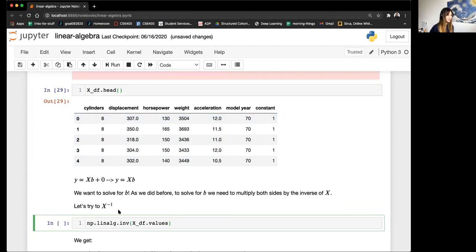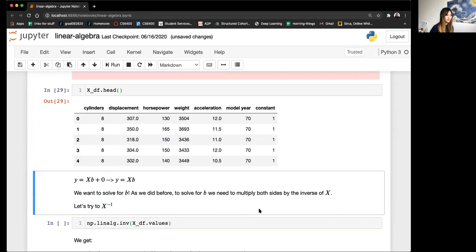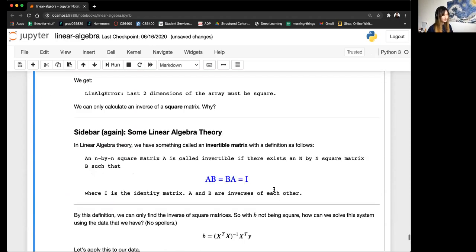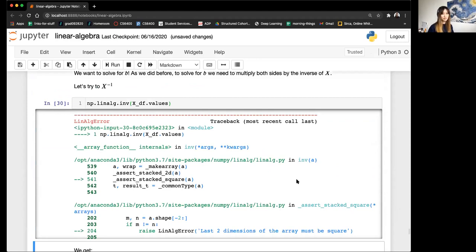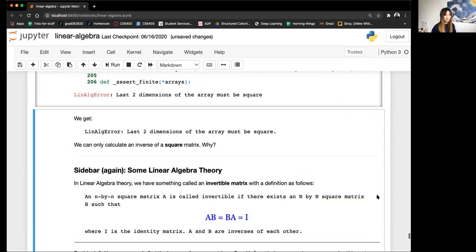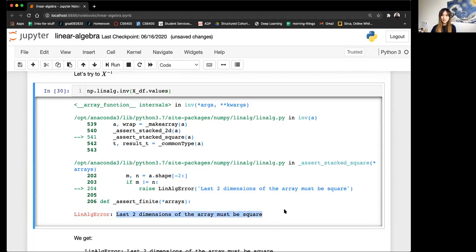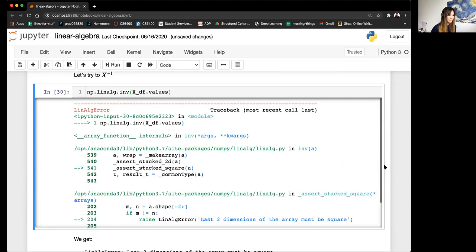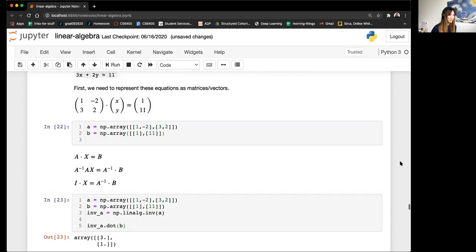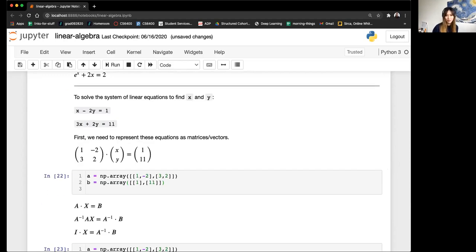So yeah, let's try and do x inverse. If I run this cell, you actually see that we run into an error. And that error makes sense, because it says here that the last 2 dimensions of the array must be square, which sucks because this is the equation that we use to solve our system of linear equations from before. Why doesn't it work for our data frame now?